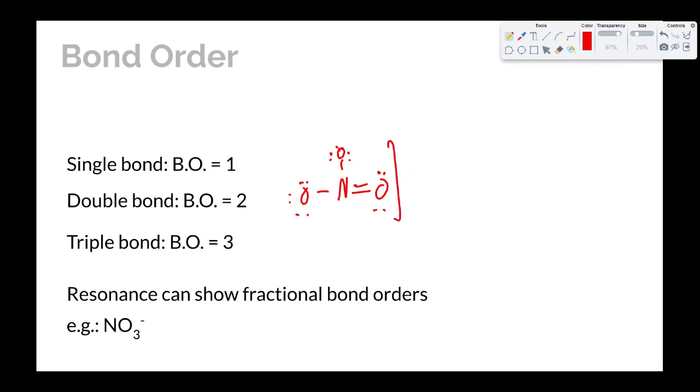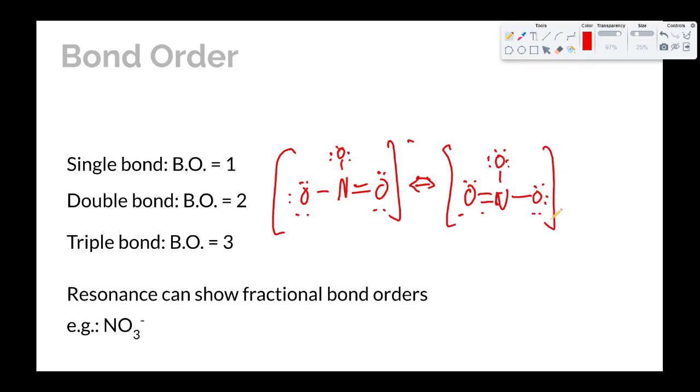but it also could be drawn two other ways, like it is in resonance with this structure where the double bond is on the left, and this structure where the double bond is on the top oxygen and the two on the sides are single bonded. So the bond order is not 1 or 2, but it's in fact 1 1/3 for this structure.